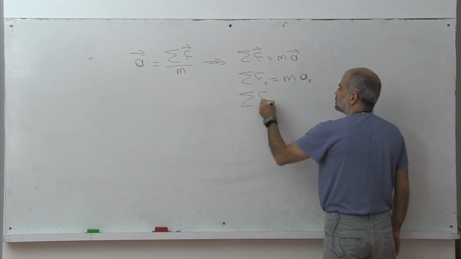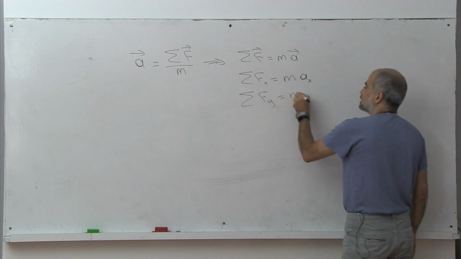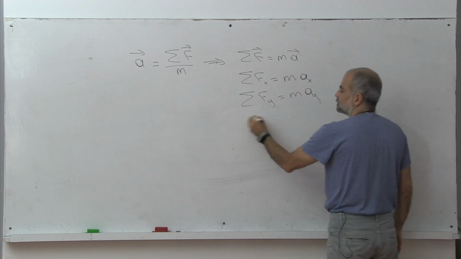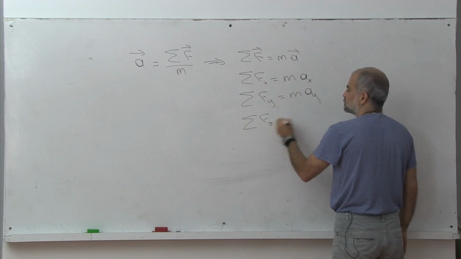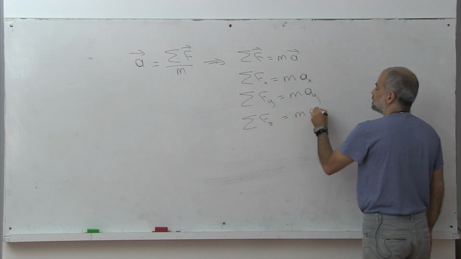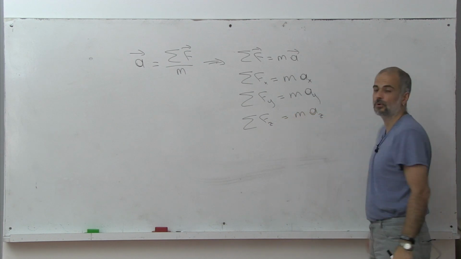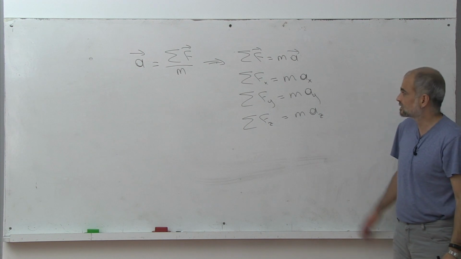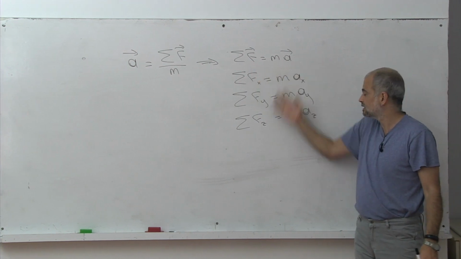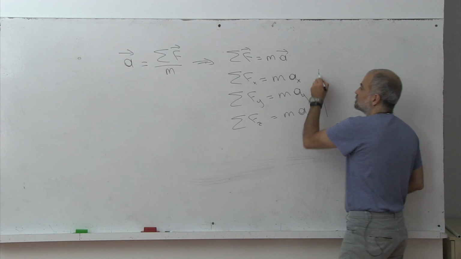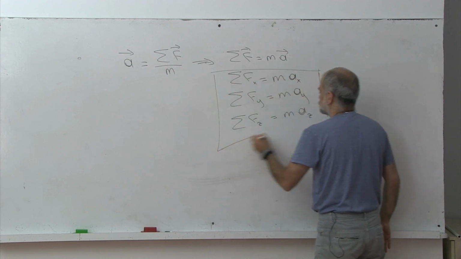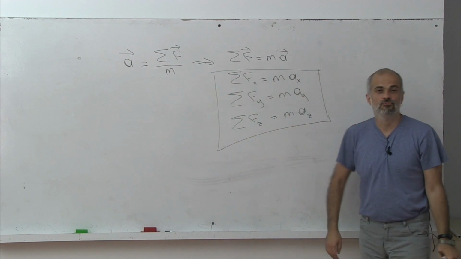Similarly, the sum of the y components will be the mass times the y component of the acceleration, and the sum of the z components of the force will be the mass times the z component of the acceleration. Since these are both vectorial quantities, we have these relationships between the components and the accelerations themselves.